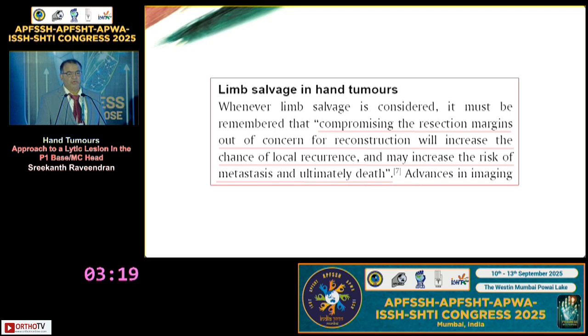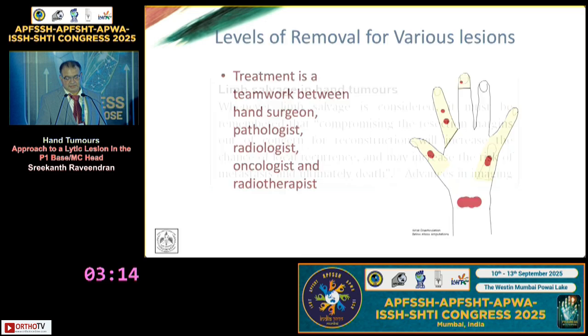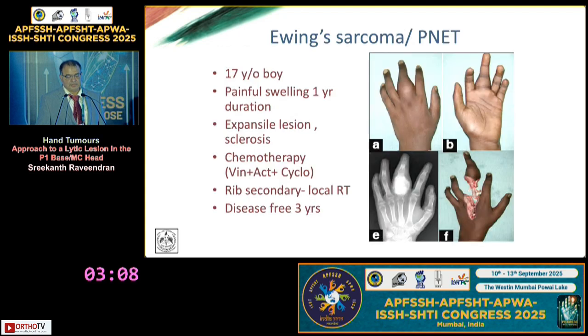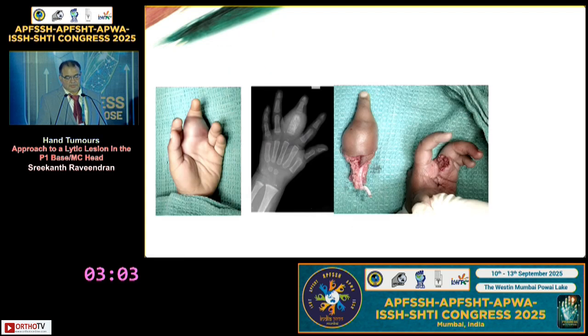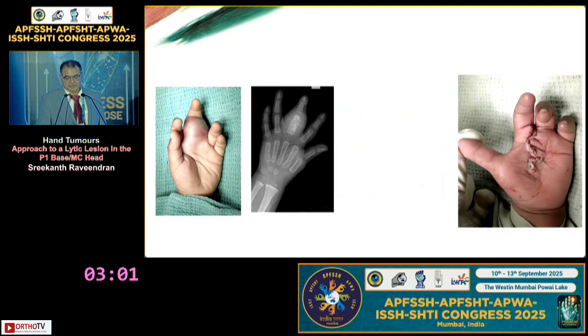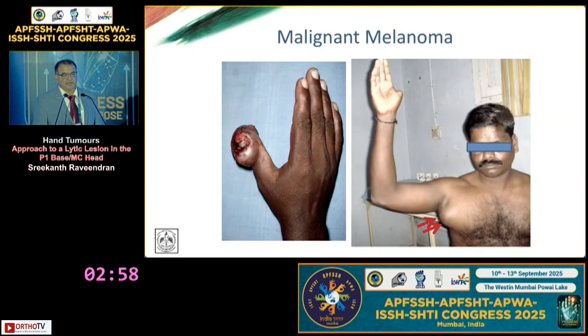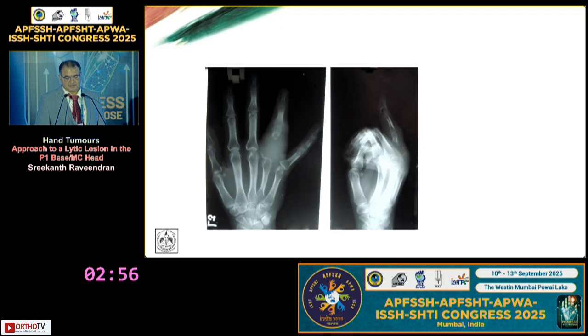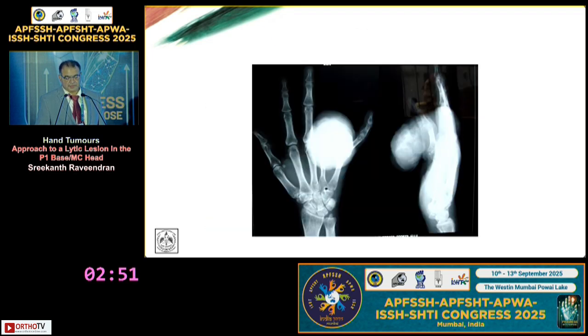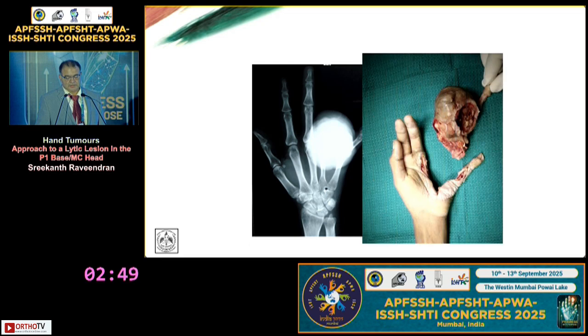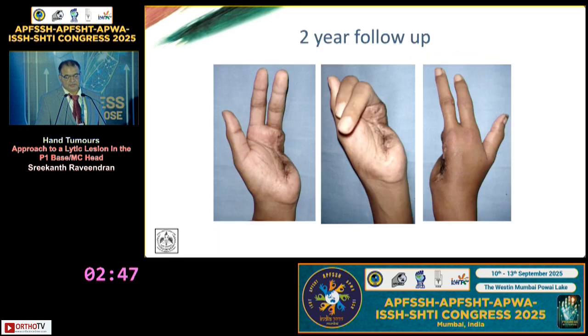We should always not compromise excision on behalf of the reconstruction, and always have good clearance. And this is the algorithm for excision and what level you have to excise. Examples: Ewing's, which you can see was treated with amputation. Another with malignant melanoma with metastasis. A fungating GCT, treated with ray ablation. That's a follow-up.